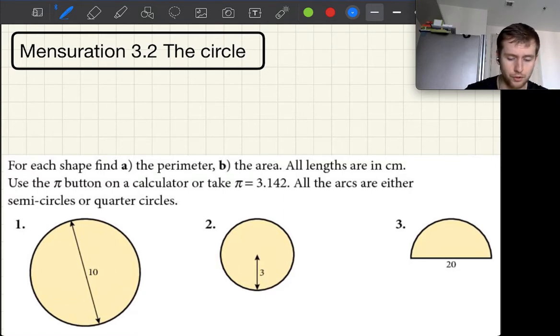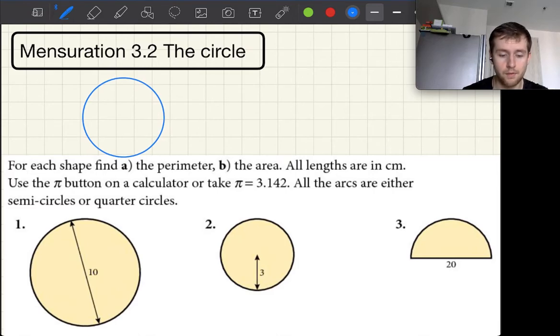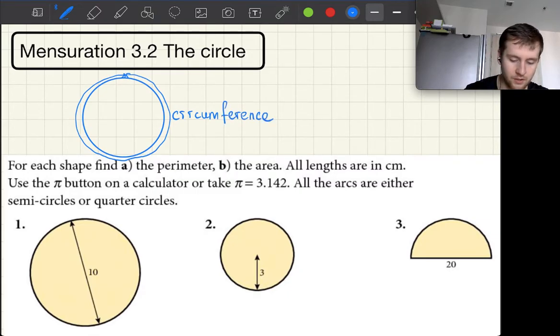So first of all, of course, a circle looks like this, kind of. And there are two things you should know about it. You should know that the perimeter of a circle is often called the circumference. And also the distance from the center of the circle to its circumference is what we call a radius.